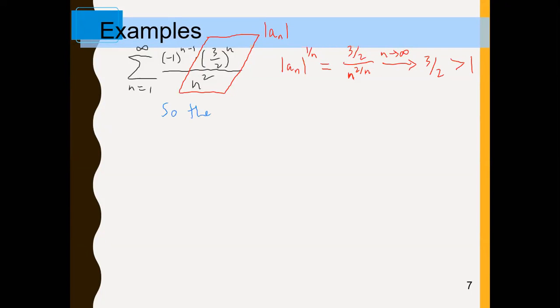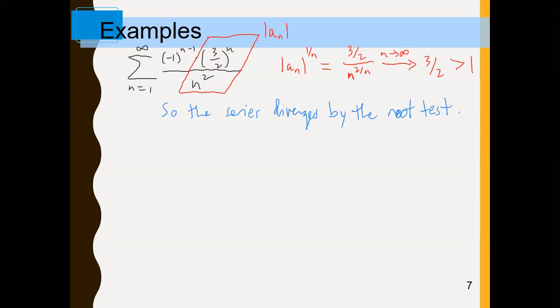So the series diverges by the root test. We actually did the same problem last time, but when we used the ratio test. And by the way, that makes sense. Think about it. The terms aren't even going to 0.